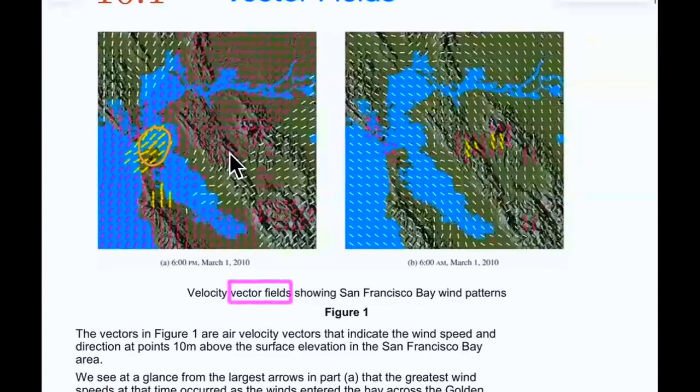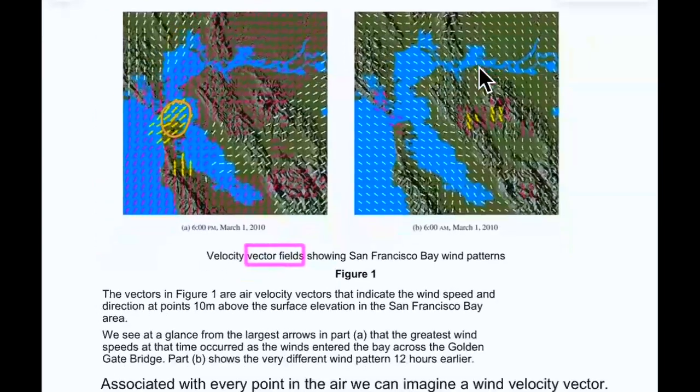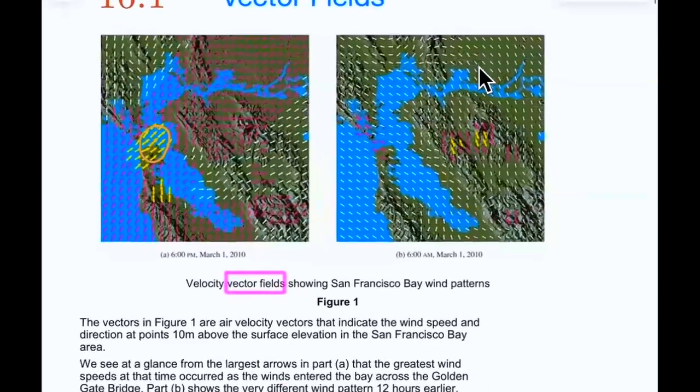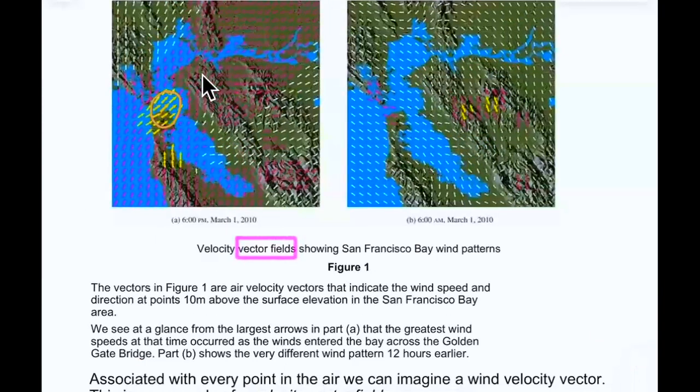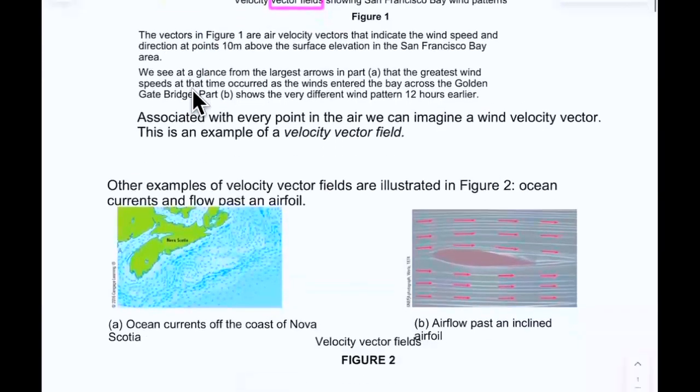So it is a two-dimensional vector field, right? On the plane, and the vector will be two-dimensional. So here's one example of a vector field. At every point in the air, we can imagine a wind velocity vector. So it's a velocity vector field on R2.